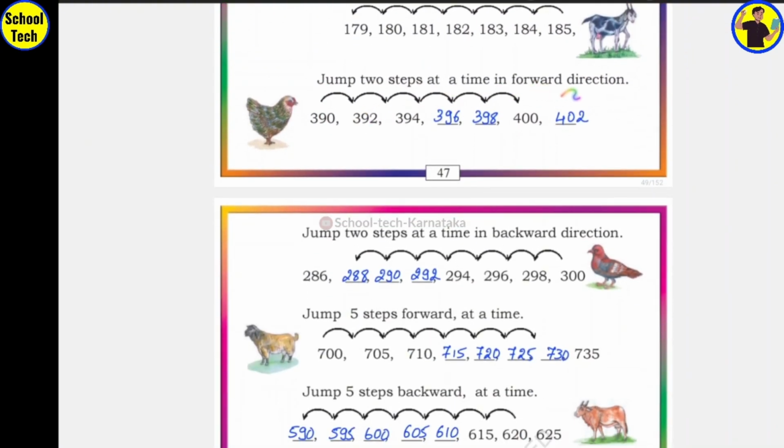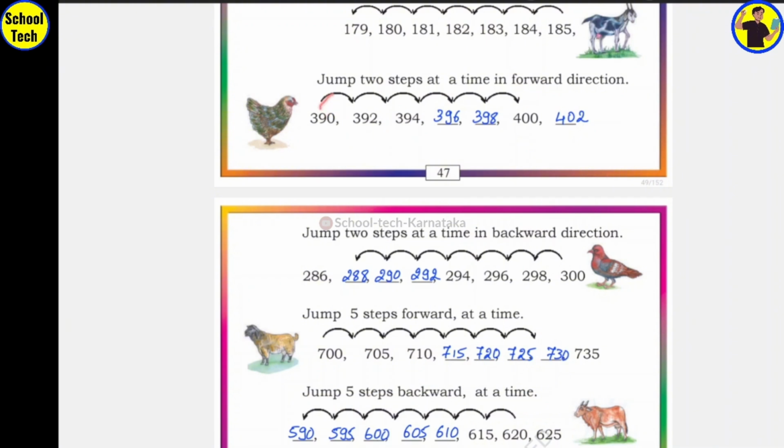Jump 2 steps at a time in forward direction. 2 steps at a time in forward direction, here we have 390. To jump 2 steps, that is 1, 2, we need to add 2 to 390. So 390 plus 2, we get 392.